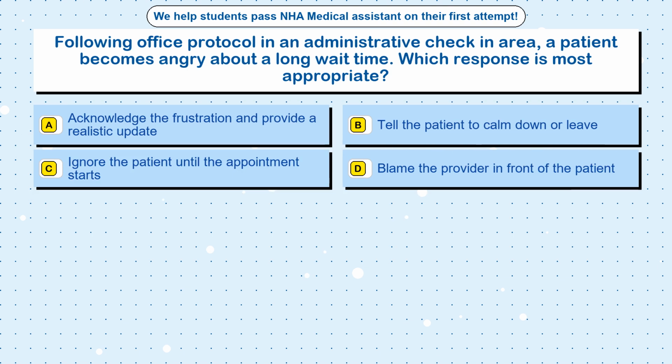Question 89. Following office protocol in an administrative check-in area, a patient becomes angry about a long wait time. Which response is most appropriate? Option A, acknowledge the frustration and provide a realistic update. Option B, tell the patient to calm down or leave. Option C, ignore the patient until the appointment starts. Option D, blame the provider in front of the patient.